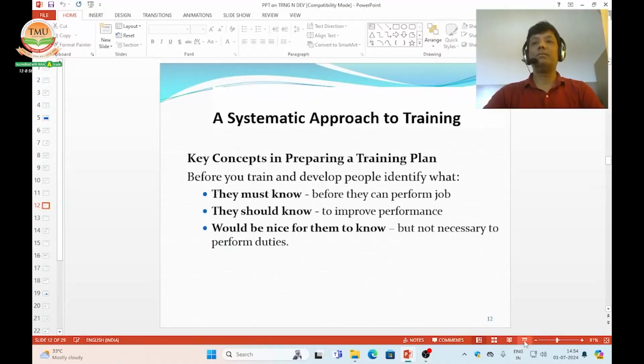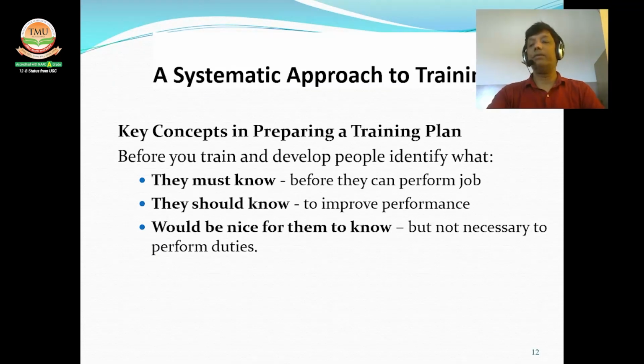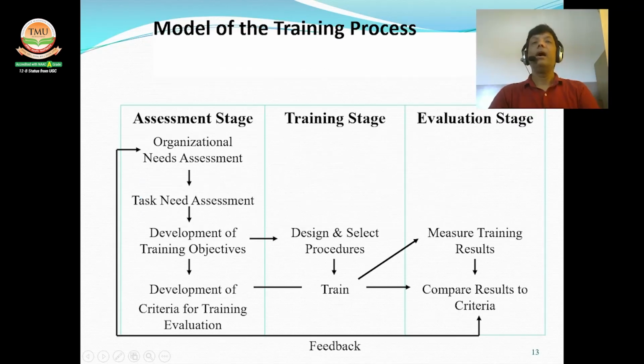Approach of systematic training plan, which we have discussed in our previous section. So moving to the next slide. Now, this is the model of the training process, that is how the training process should be implemented in the organization. When you are implementing any training process in the organization, first of all, we have to categorize everything into 3 stages.